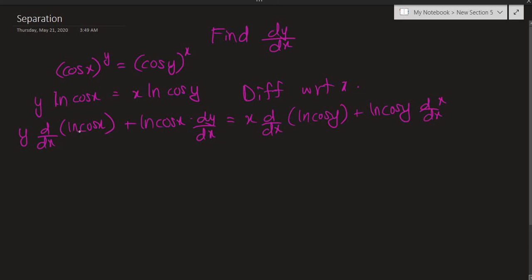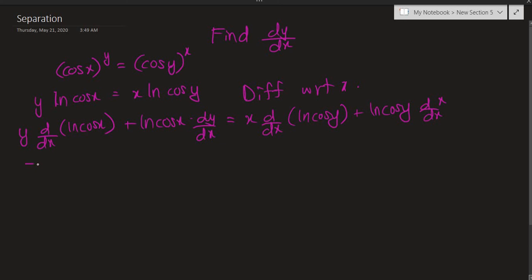So the derivative of natural log of cosine of x is going to be negative tangent of x. If you want to do that on a piece of paper, you can, but these are pretty standard results because we come across them a lot in integration.